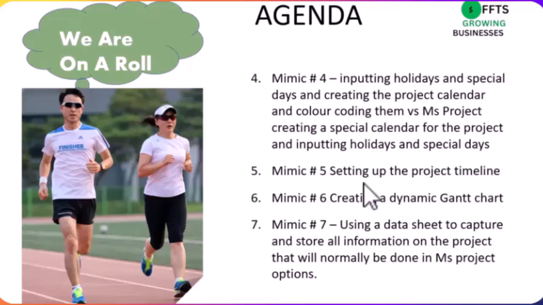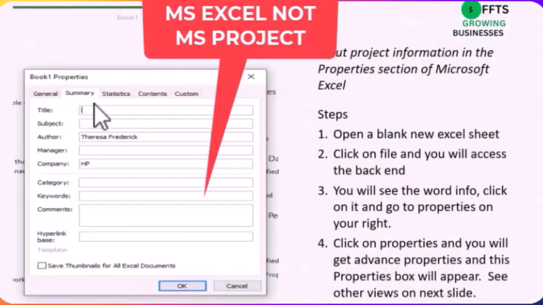Mimic 5, setting up the project timeline. Mimic 6, creating a dynamic Gantt chart. Mimic 7, using a data sheet to capture and store all information on the project that would normally be done in MS Project options. So this is part of MS Project options.